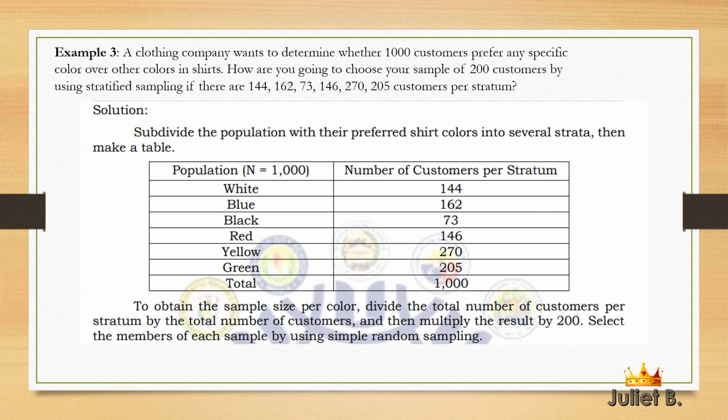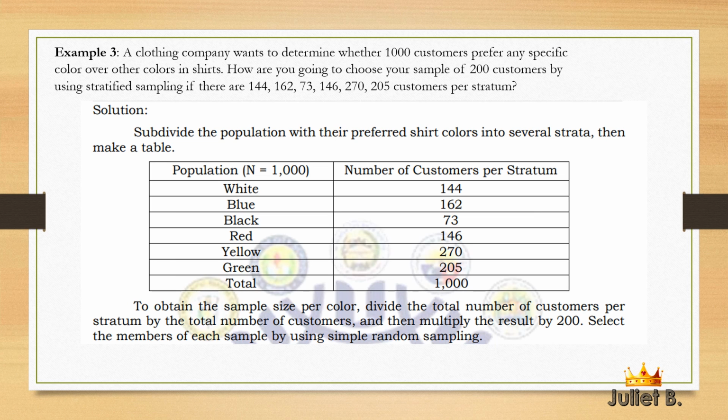Let us have example number 3. A clothing company wants to determine whether 1,000 customers prefer any specific color over other colors in shirts. How are you going to choose your sample of 200 customers by using stratified sampling if there are 144, 162, 73, 146, 270, and 205 customers per stratum? So, ito yon.